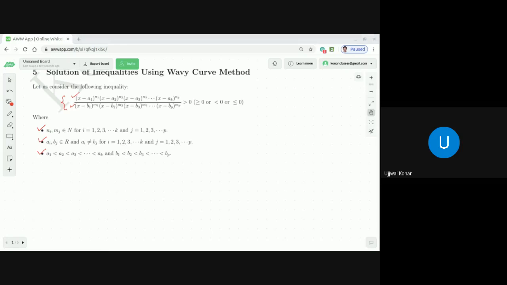So what is the first step? The few things you need to note down is that make sure the coefficient of x in each factor is 1.